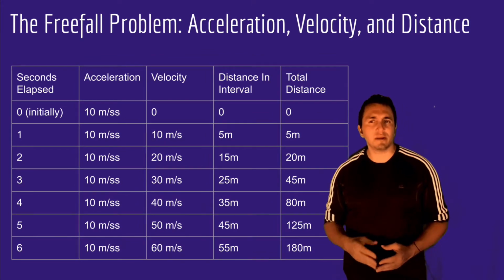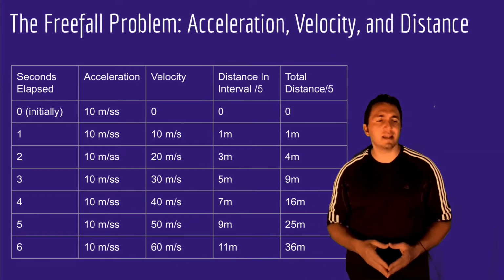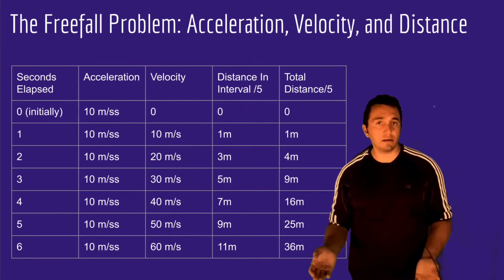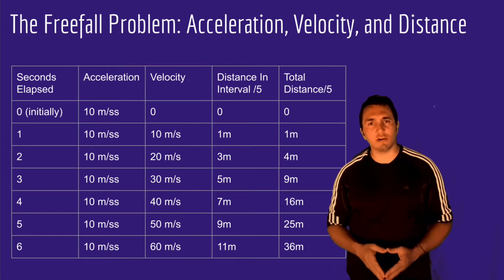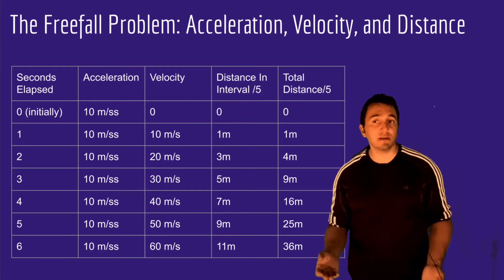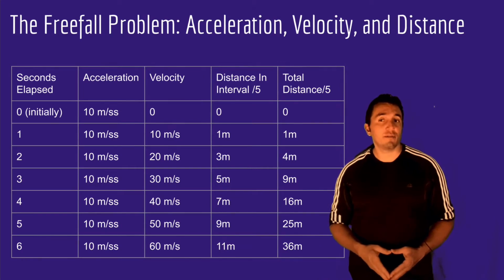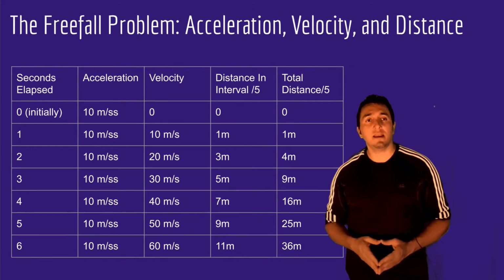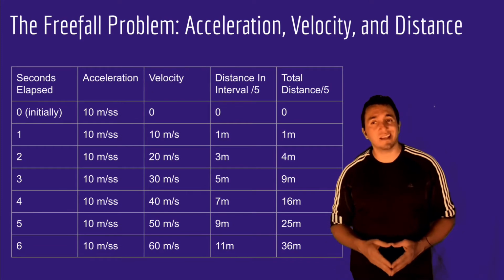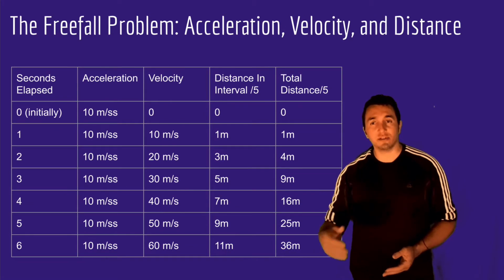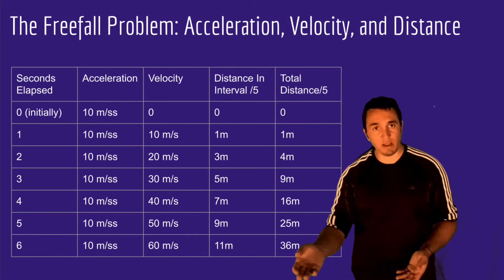So if we pull that 5 out, we see that in the first interval, it falls 1 meter, and in the second interval, it falls 3 meters, and in the third interval, it falls 5 meters, and then in the fourth interval, it falls 7 meters. So we can see that the distance that it falls in each interval is just a walk through the odd integers, of course, multiplied by 5.